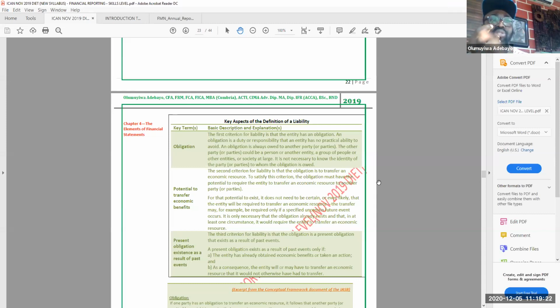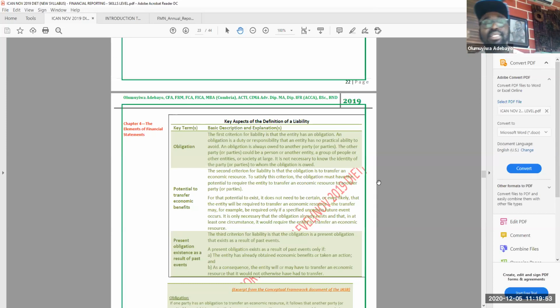Okay? Second one is that potentially you must be able to result in an outflow embodying economic benefit, which means liability is liability because it requires settlement, whether today or at a later date. But any portion of a liability that no longer requires settlement is no longer a liability, and by the time we get to chapter 6, we'll talk about the recognition. Therefore, you appreciate better what it means to recognize a liability.